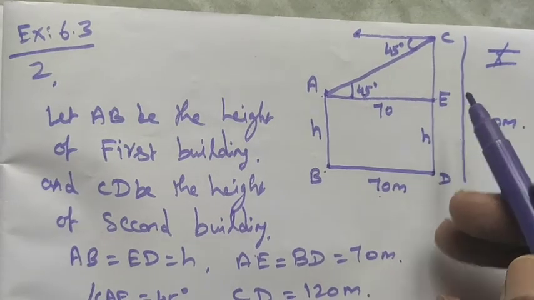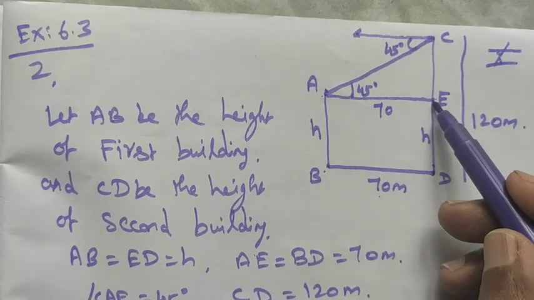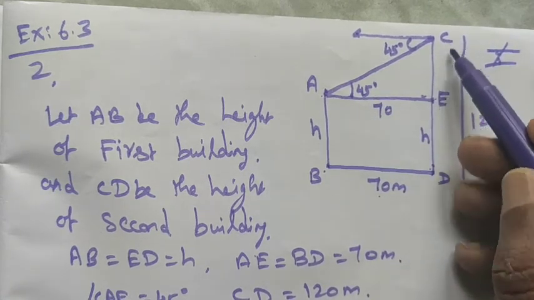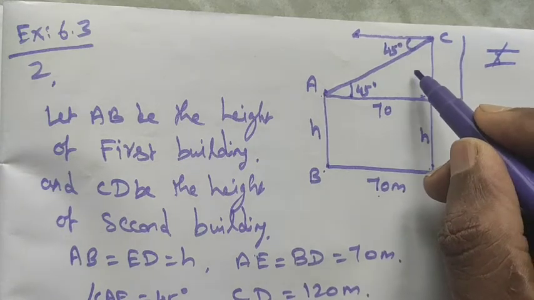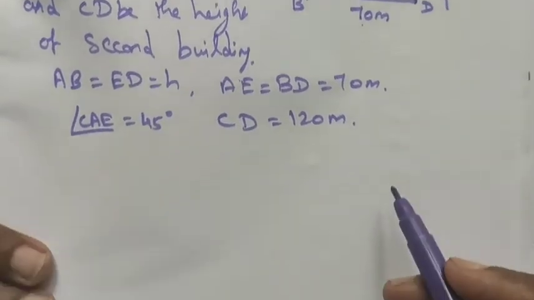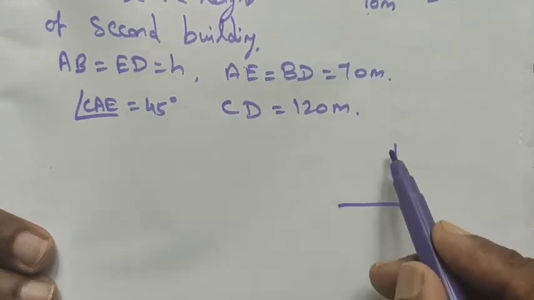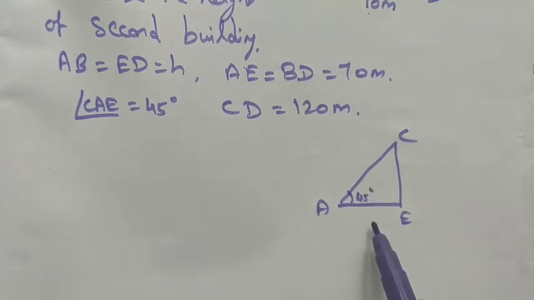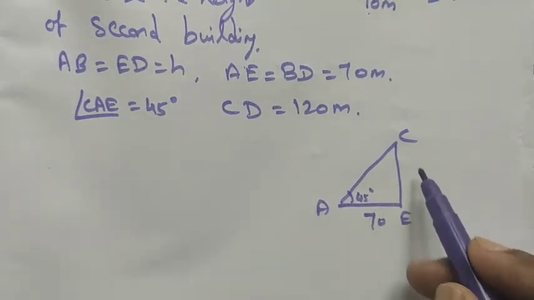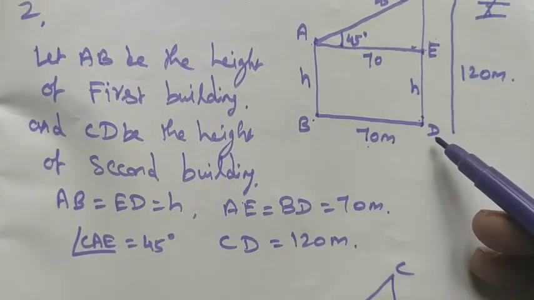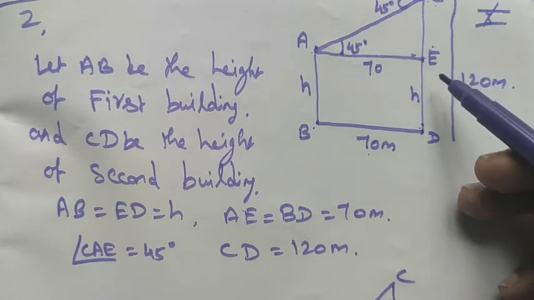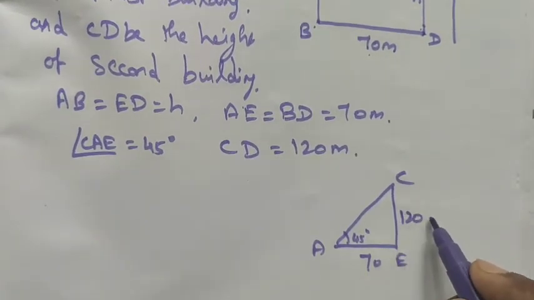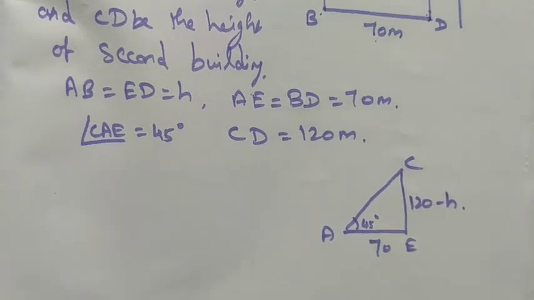Now we want to find the height of this portion, using this triangle. I am drawing another diagram here. This is the triangle ACE. This angle is 45 degrees. The total distance of C to D is 120. To find this, you have to separate the distance ED, so 120 minus H is the length CE.